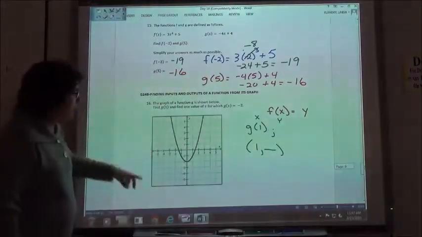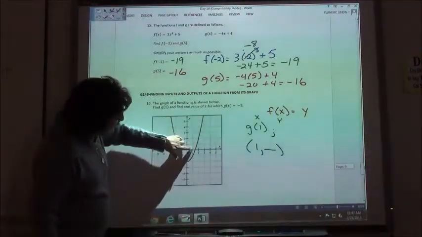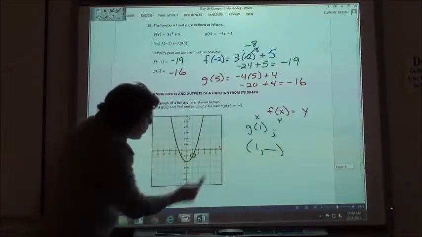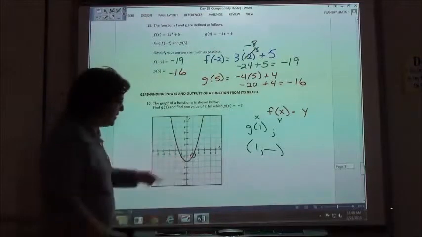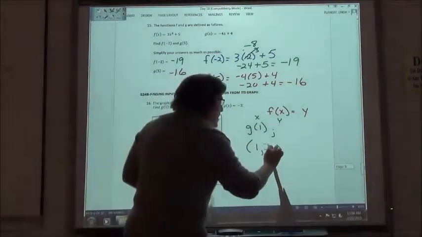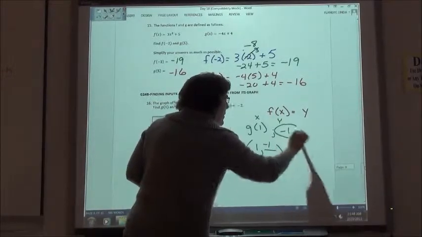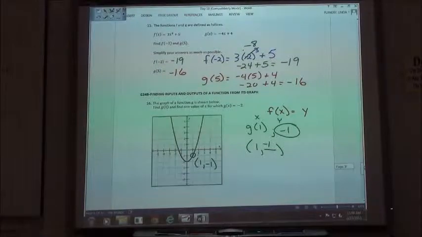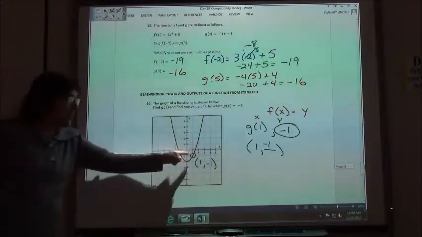So I look at my graph. My x-axis, here's where x equals 1, but I've got to touch my graph, so I've got to come down to this point. The coordinates of this point are 1, -1. So -1 is going to be the answer. When x is 1, the y value is -1 to touch a point on my graph.